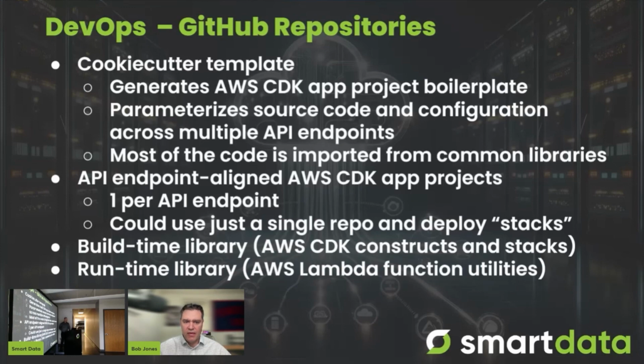The other two repos to mention are that we have a build time library and a runtime library. We did this because we knew that we would have repeatable code across each endpoint aligned repo. The build time library focuses on CDK abstractions called constructs and stacks, which I'll be talking about soon. And then the runtime library would be anything that's not CDK related. All of these Python-based utilities serve the Lambda functions so that you don't have code-heavy Lambda functions. Next slide, please.